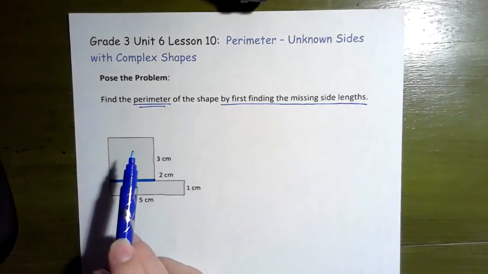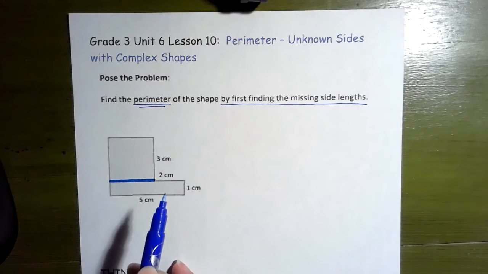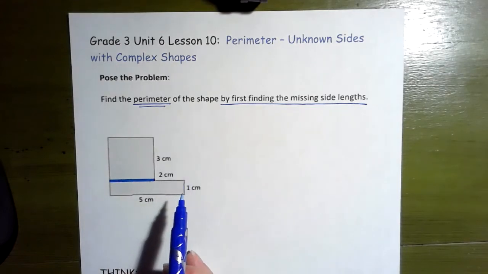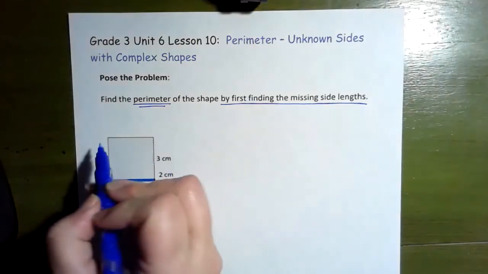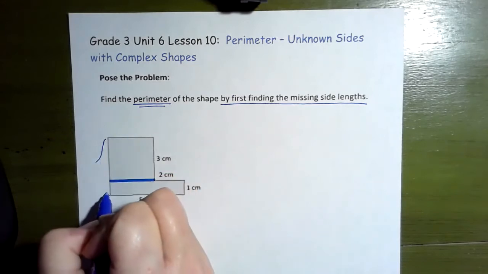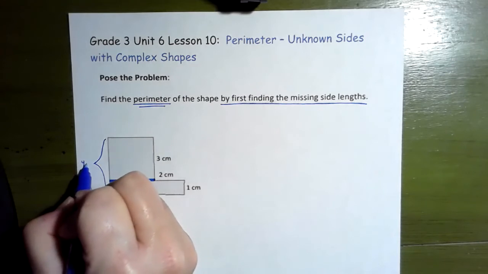Okay, so now that we have two rectangular shapes, how can we determine the missing side lengths? Say it to your screen. Interesting. Well, we know from our work in previous lessons that with rectangles, the opposite sides are equal. So we know that the missing side length here, from this corner to this corner, is 4 centimeters.